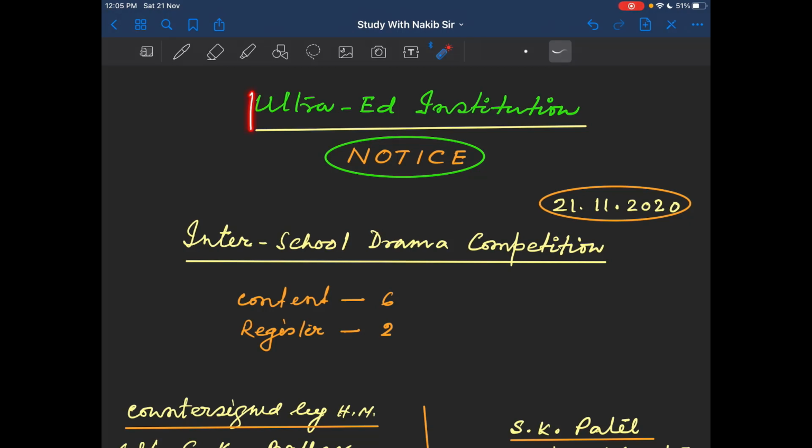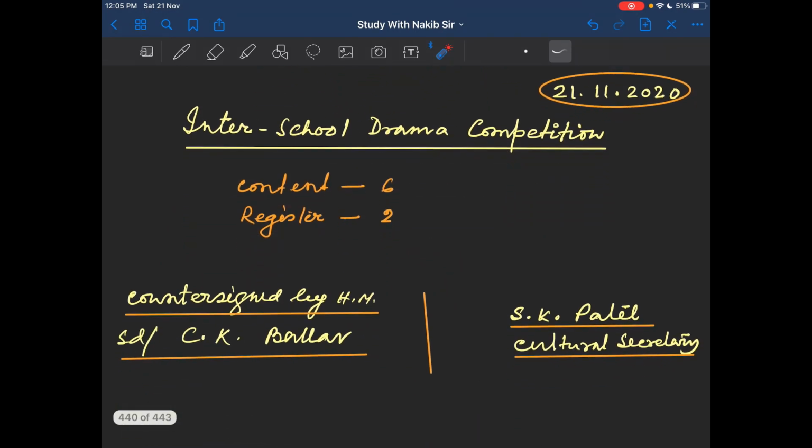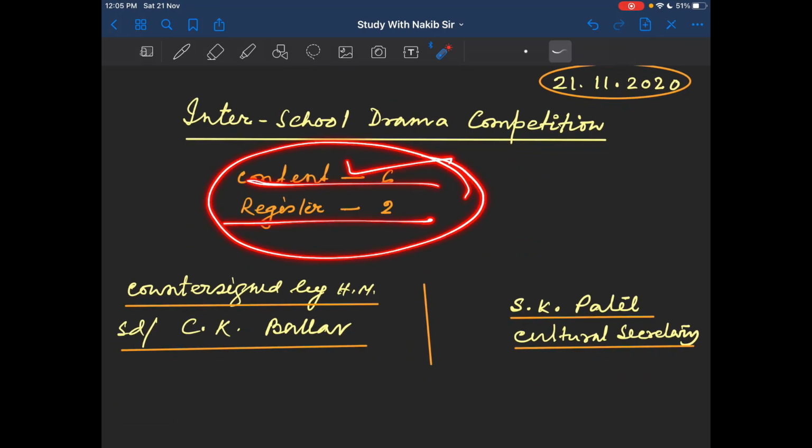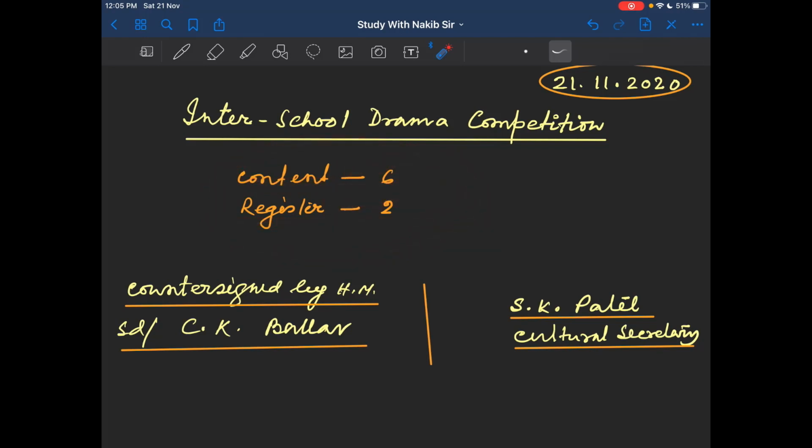So this is the name of the school, Ultra Ed Institution. Then write notice this way, notice, then the date. This is the format. Then one heading, inter-school drama competition, heading of the notice. Then this place is the place for content and register. Register means style and organization, so it is associated with content. So this is the place for content.